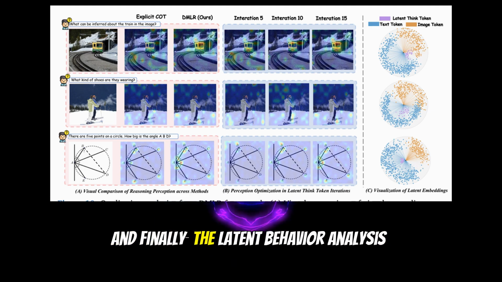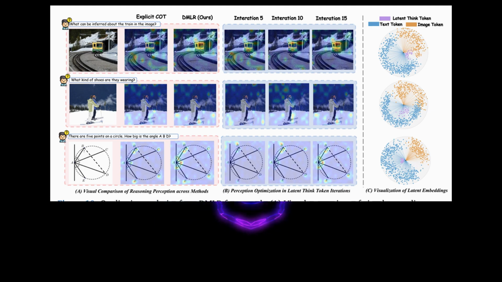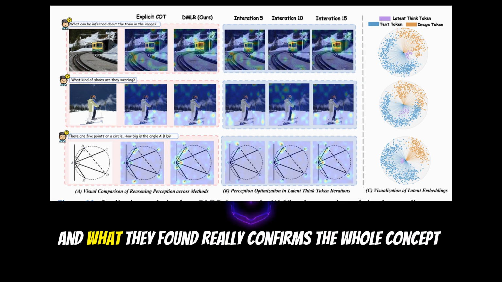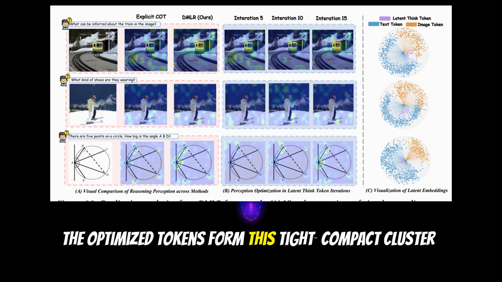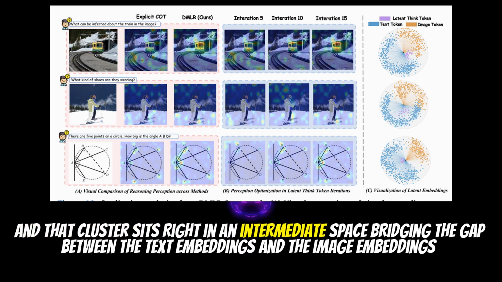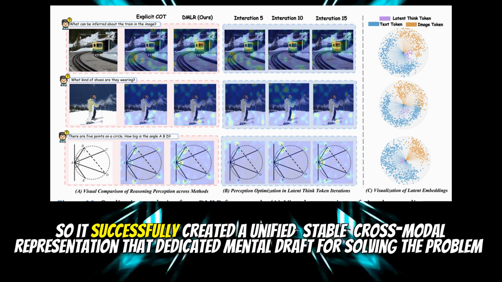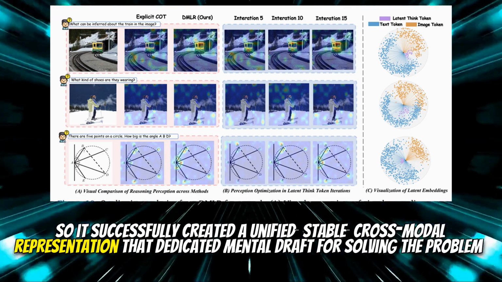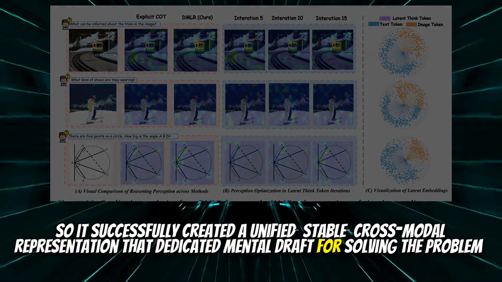And finally, the latent behavior analysis. They used a t-SNE visualization to map where these optimized think tokens end up. And what they found really confirms the whole concept. The optimized tokens form this tight, compact cluster, and that cluster sits right in an intermediate space, bridging the gap between the text embeddings and the image embeddings. So it successfully created a unified, stable, cross-modal representation, the dedicated mental draft for solving the problem.